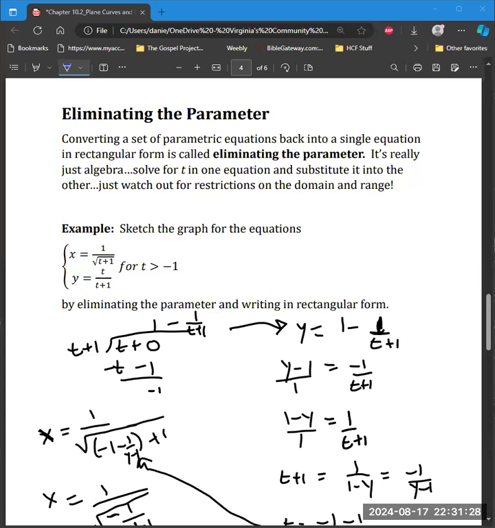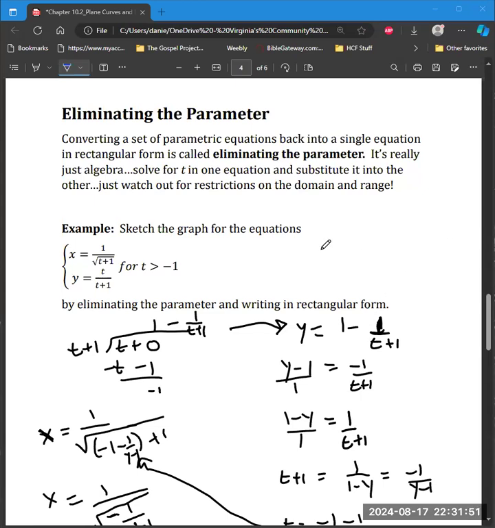Now let's talk about eliminating the parameter. Converting a set of parametric equations back into a singular equation in rectangular form is called eliminating the parameter. It's really just algebra. If you solve for t in one equation and substitute it into the other, just watch out for restrictions on the domain and range.